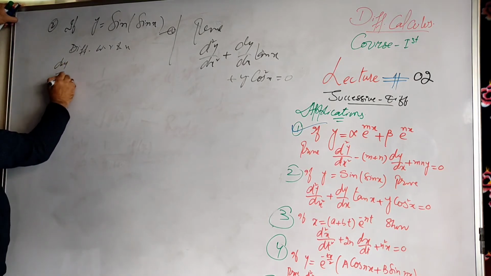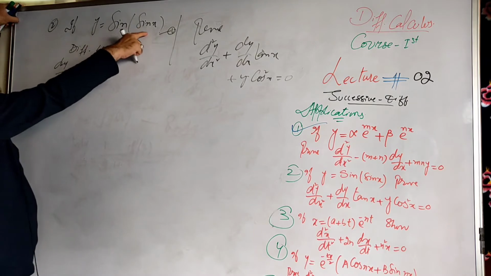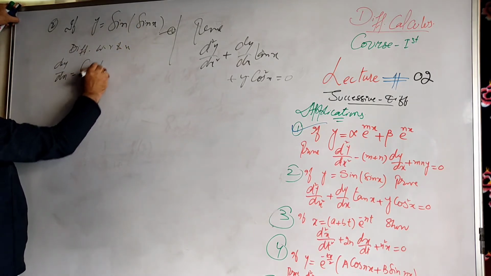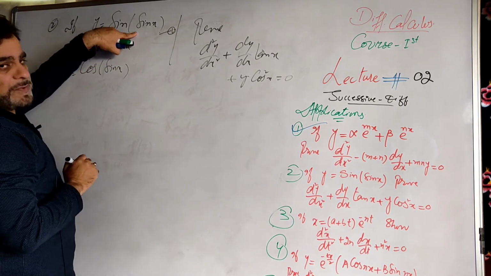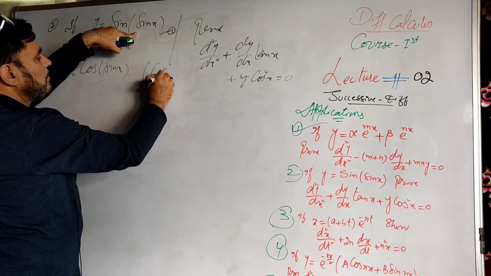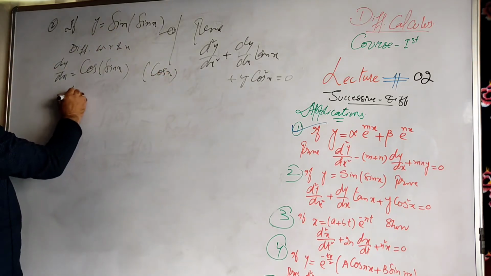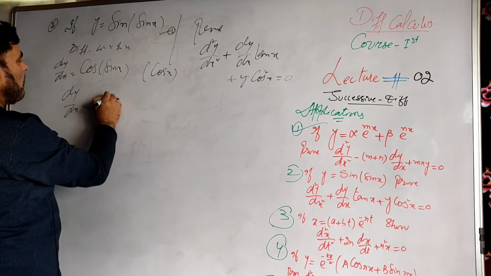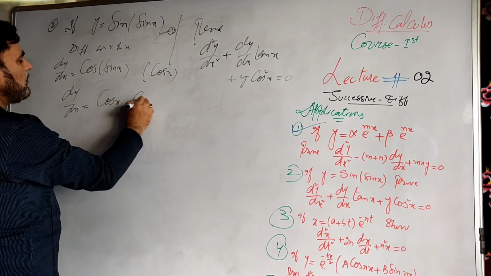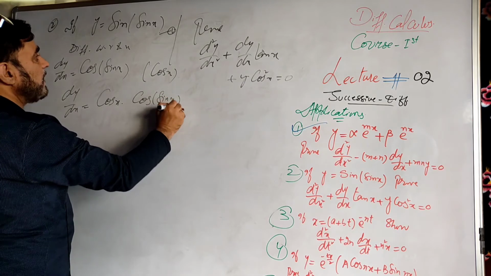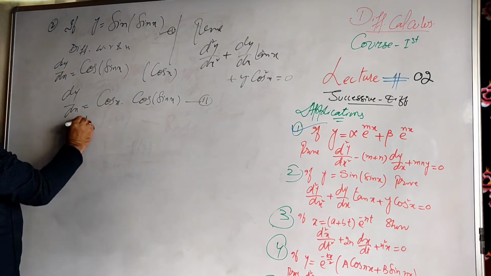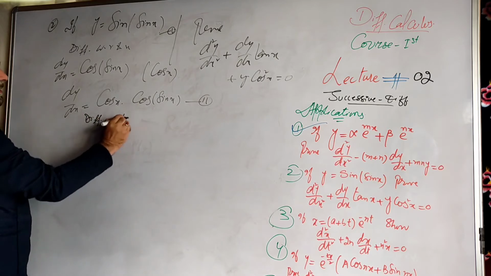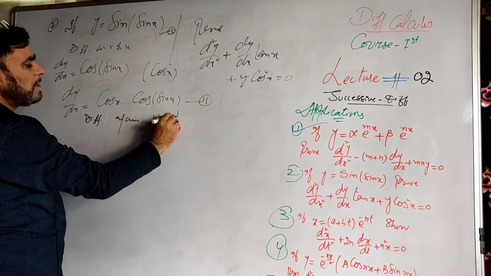dy by dx equals derivative of sine of this, the derivative of sine is cos of sine x. The internal derivative of the angle, derivative of sine x, is cos x. So you get dy by dx is cos x into cos of sin x. This is the second equation. Now we differentiate this again with respect to x.